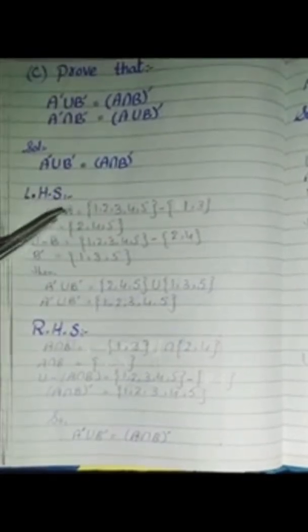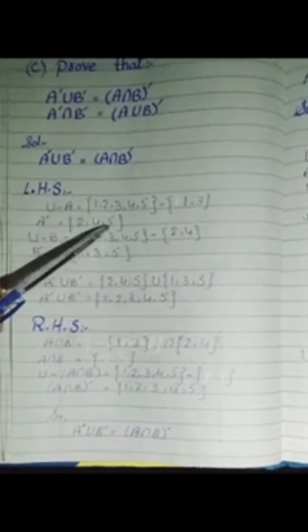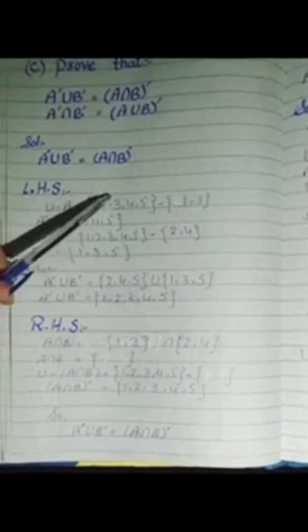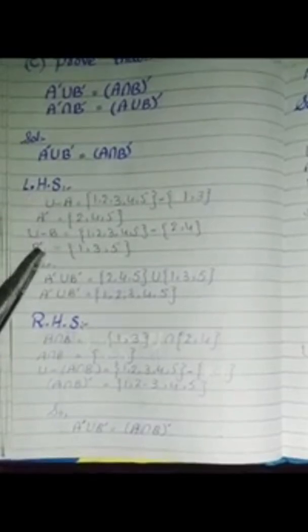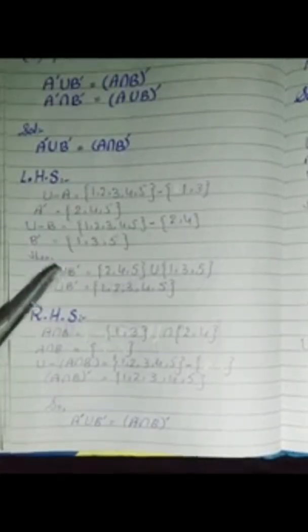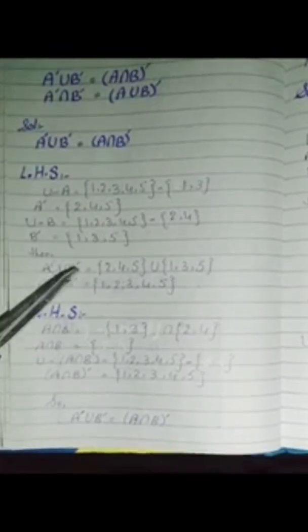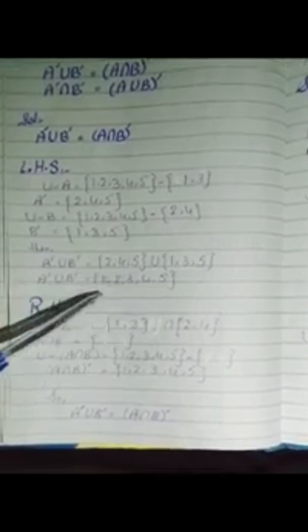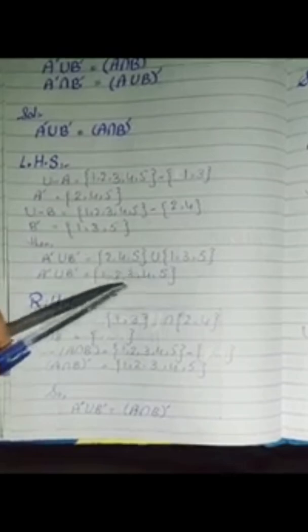For A complement we subtract A from the universal set and we have 2, 4, 5 because we write the values which are present in the universal set, not in A. Similarly, we subtract B from the universal set and get B complement, and we have 1, 3, 5 which are not present in set B. So we have A complement is equal to 2, 4, 5 and B complement is equal to 1, 3, 5. Now we take the union of both A complement and B complement. The union is 1, 2, 3, 4, 5 because in union we combine the values from both sets.